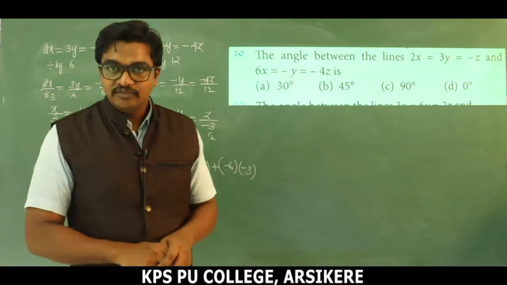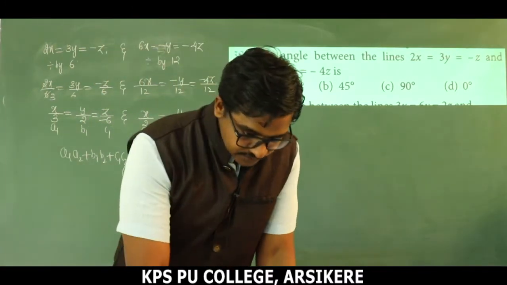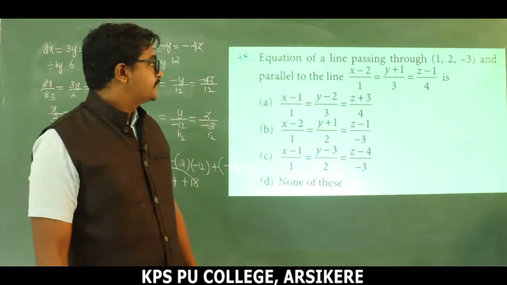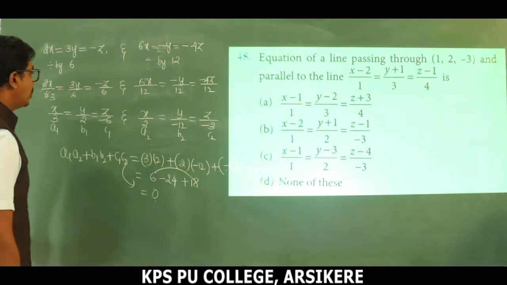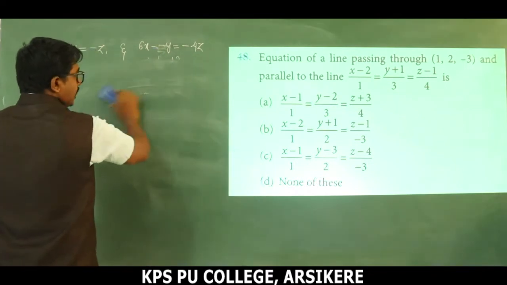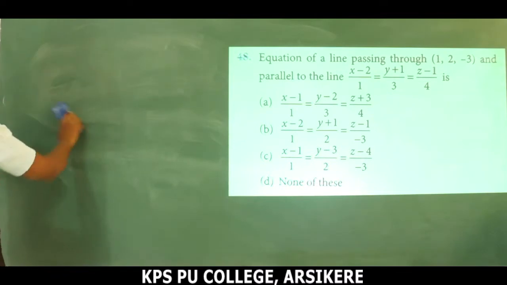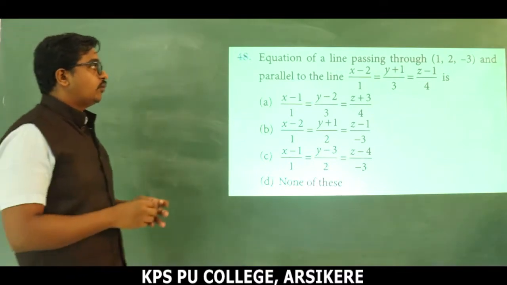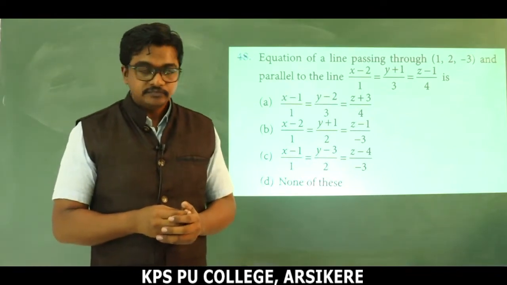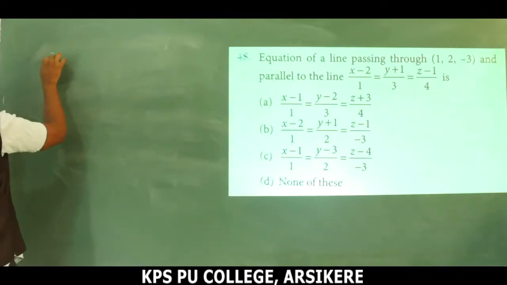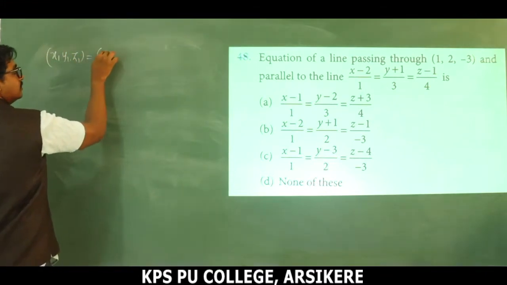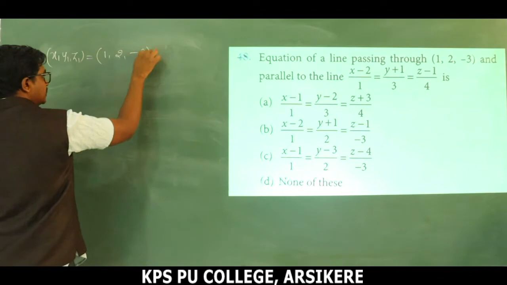Now dear students, we are moving to the next question. Equation of the line passing through the point 1 comma 2 comma minus 3 parallel to the line x minus 2 divided by 1 is equal to y plus 1 divided by 3 is equal to z minus 1 divided by 4. They have given the point x1 y1 z1, that becomes 1 comma 2 comma minus 3.